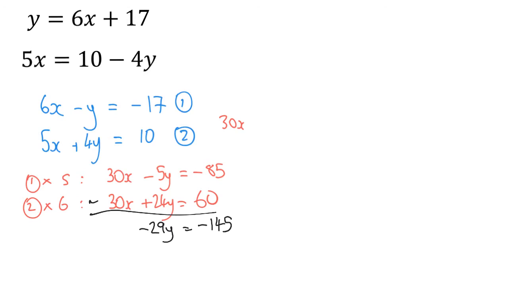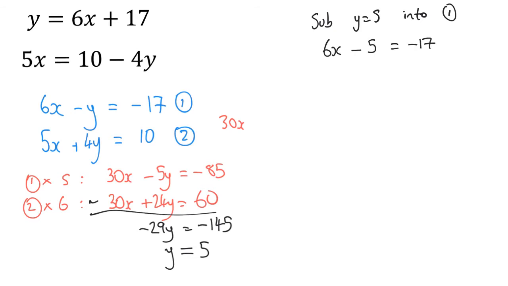And if we divide both sides by minus 29, we get that y is equal to 5. So let's substitute y equals 5 into equation 1. And we get 6x minus 5 equals minus 17. So add 5 to both sides, we get 6x equals minus 12. So x equals minus 2.